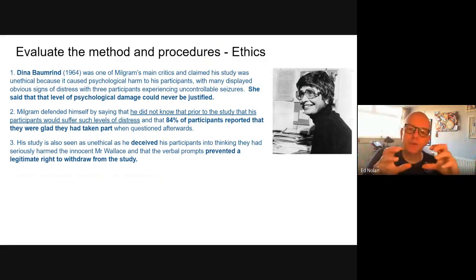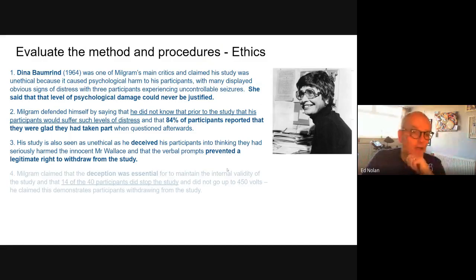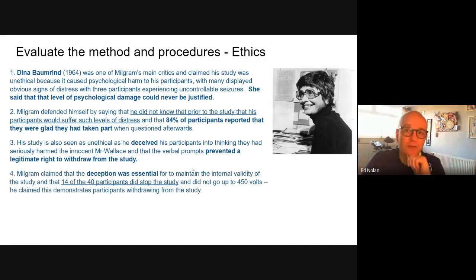Also, it prevented them from withdrawing. The verbal prods stopped them from withdrawing. They didn't have the opportunity to withdraw from the study, which really they should have had. Remember, ethical guidelines did not exist when Milgram was carrying out this research. He wasn't breaking any ethical guidelines of that time, though he would have broken them all today.